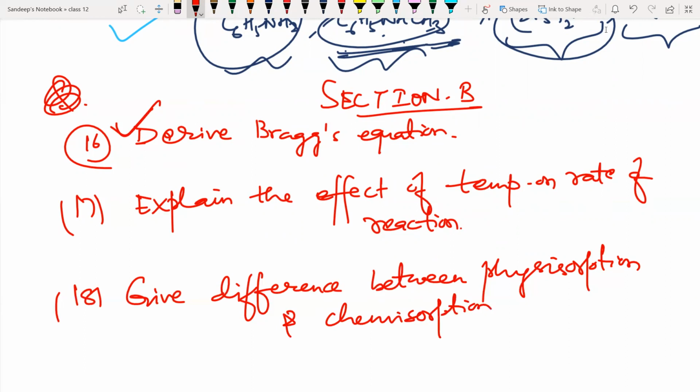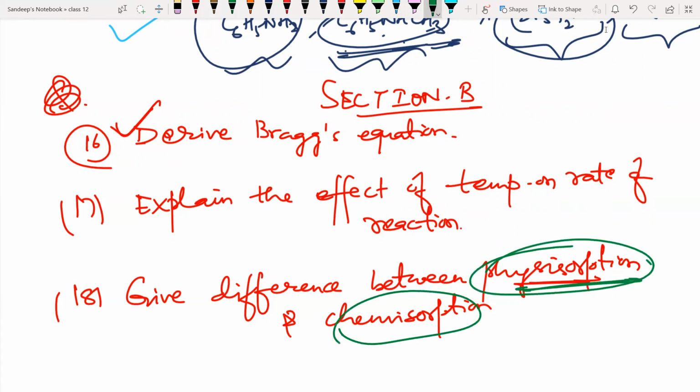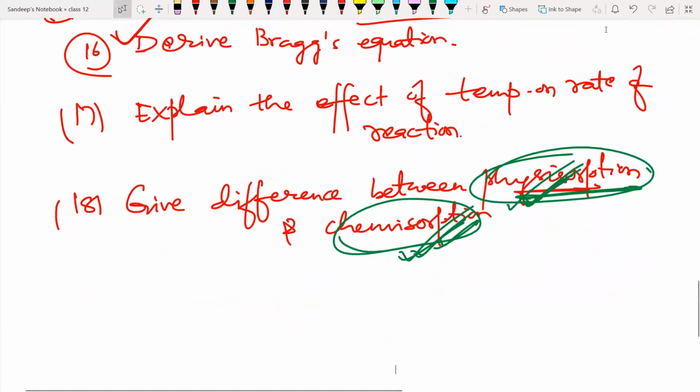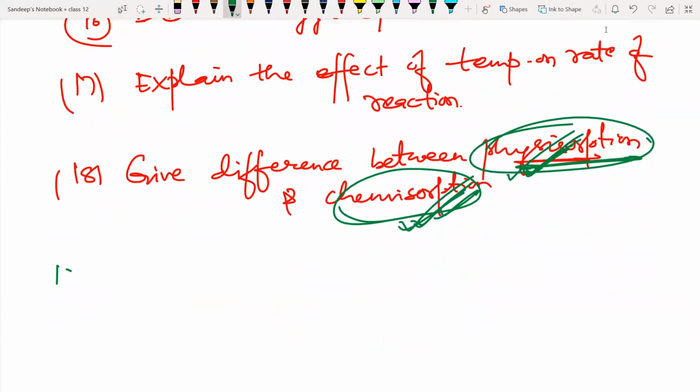As you know, physical adsorption involves van der Waals forces, so the enthalpy of adsorption is less. Here it involves chemical bonds, so the enthalpy of adsorption is more. It is not specific; here it is highly specific. No activation energy required; here activation energy is required. Here a multimolecular layer is formed; here unimolecular layers are formed. Low temperature is favorable; here high temperature is favorable. So these are a few of the differences between physisorption and chemisorption. A very important question for your exam.